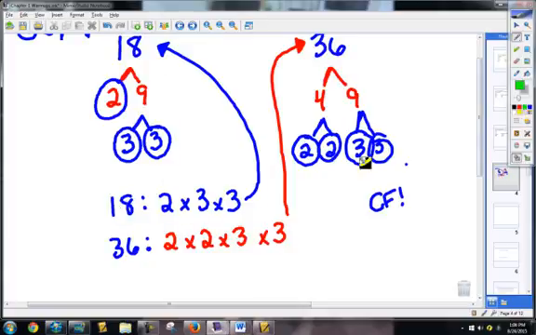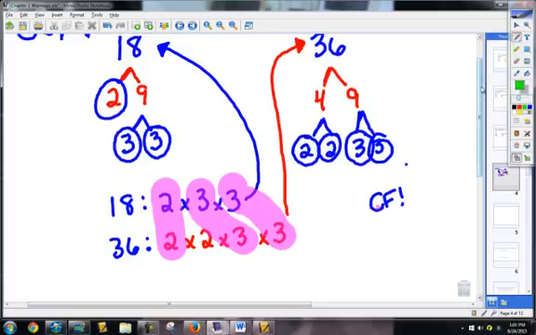So you can use a highlighter, you can use different colors, however you want to do it, but we are going to look for CFs, common factors. So factors that show up in both prime factorizations. So here I see that they both share a 2. I see that they both share a 3, and they both also share another 3.